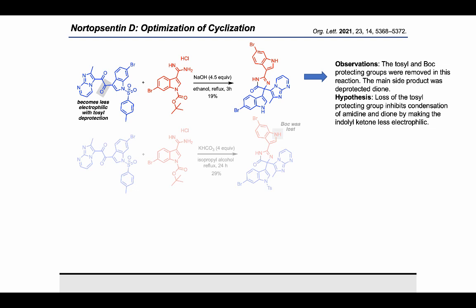To test this theory, I decided to try the reaction again using a weaker, less nucleophilic base, potassium bicarbonate, and a less nucleophilic solvent, isopropyl alcohol, to avoid N-tosyl deprotection. When this reaction was performed, it was refluxed for 24 hours, and I isolated 29% yield of my desired cyclized product, where in fact the indole's N-tosyl did remain intact. This was really exciting, and it supported my theory.